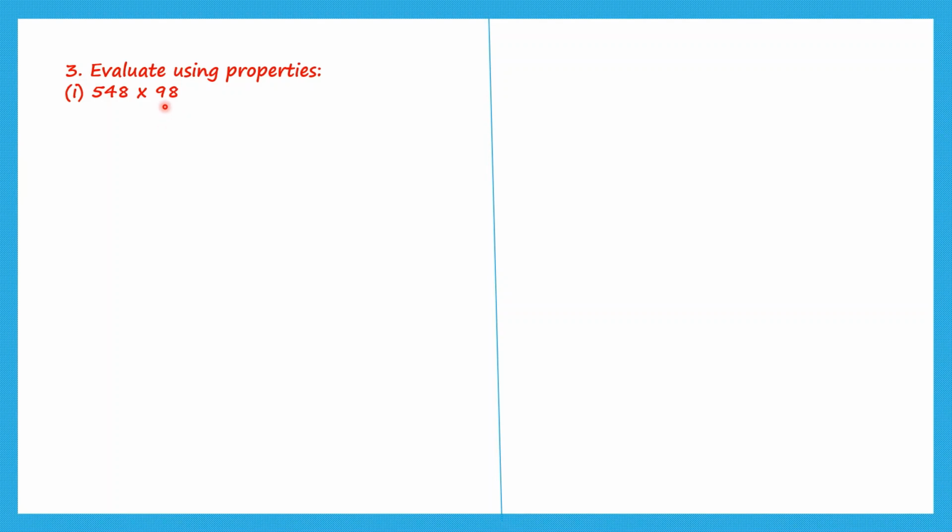Now if I'm going to take this number 98, then I can think of the distributive property. That is, I can make 98 100 minus 2, isn't it? 100 minus 2 is equal to 98. So let's use that and try and solve this. So 548 will remain the same into, in brackets, instead of 98, I can write 100 minus 2. I'm using the distributive property.